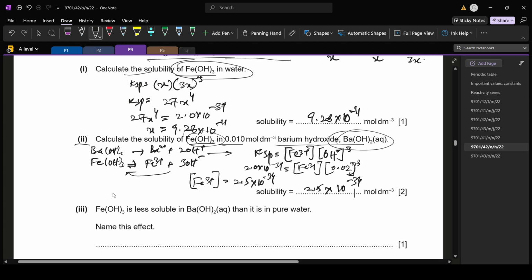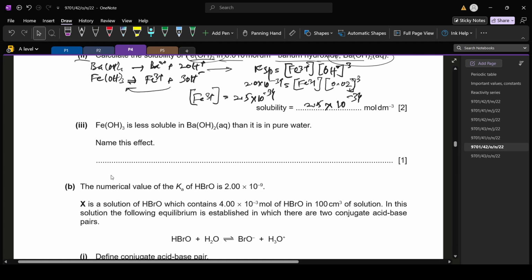Now part 3, the iron 3 hydroxide is less soluble in barium hydroxide than it is in pure water. So you have to name this effect. This is actually a common ion effect, because you can see the OH ion is common in both these reactions.